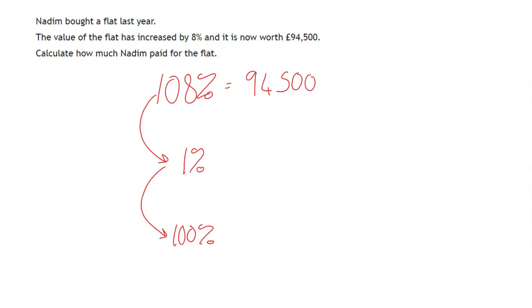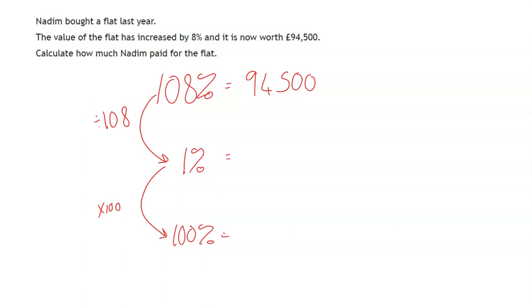So now what we want to do is go to 1% and then go to the original price of 100%. So to go from 108 to 1%, we could take away 107, but remember, we're not allowed to do that because we don't know what 1% is yet to take away. So what we're going to do is divide by 108. Once we've got the 1%, we times it by 100. Now remember, this is just like algebra. What we do to one side, we do to the other.